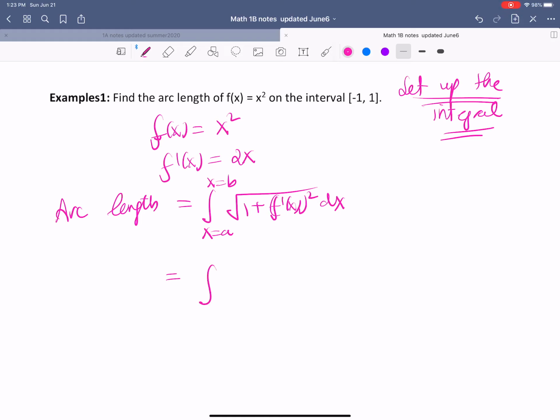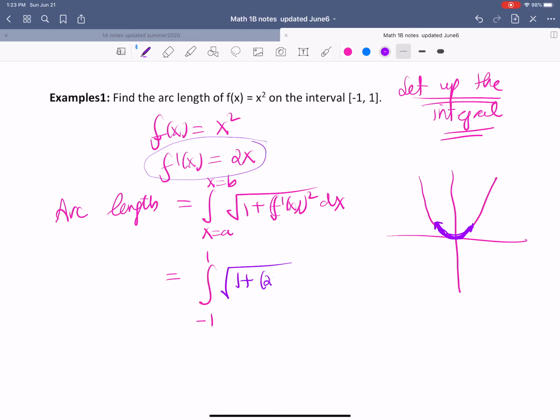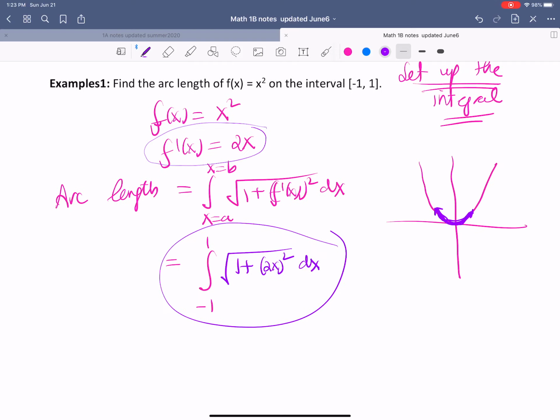Okay, x equals a, we are going between negative 1 and 1. If you see the graph of this function, y is equal to x squared, between negative 1 and 1, I am looking at this length, the length of this curve. All right, between negative 1 and 1, the square root of 1 plus f prime of x, which is 2x, so 2x squared, dx. All right, and that's just the integral setup for the arc length for the given curve over the interval negative 1 to 1.